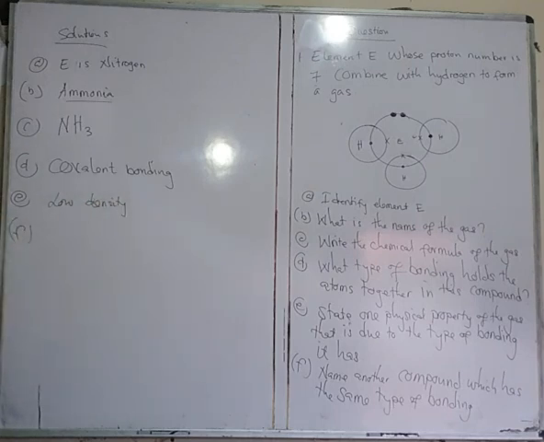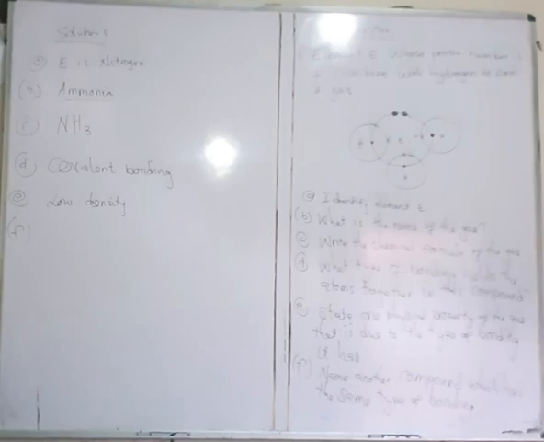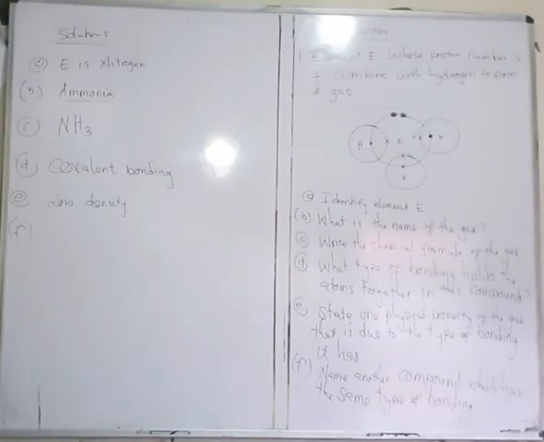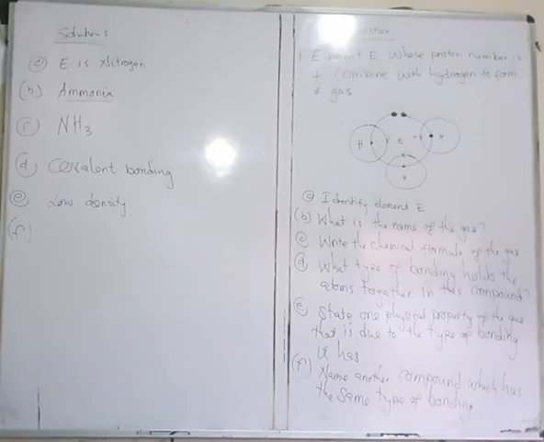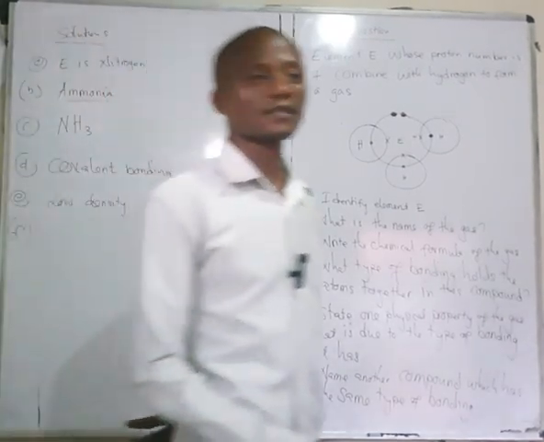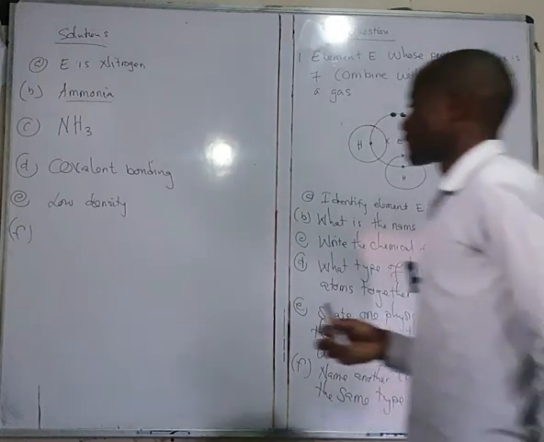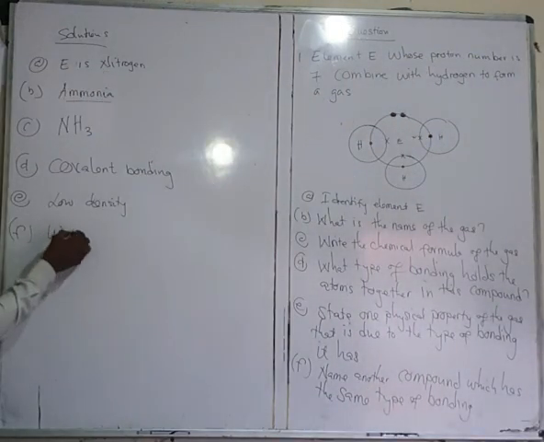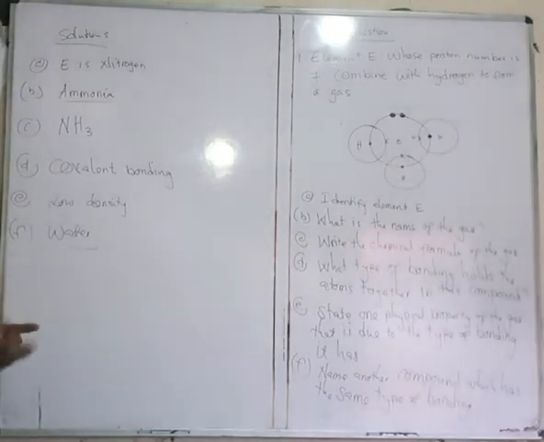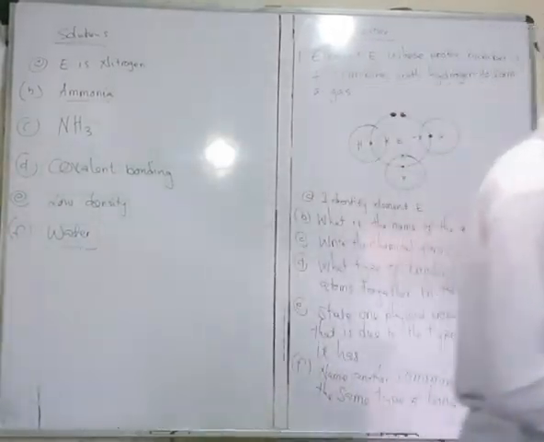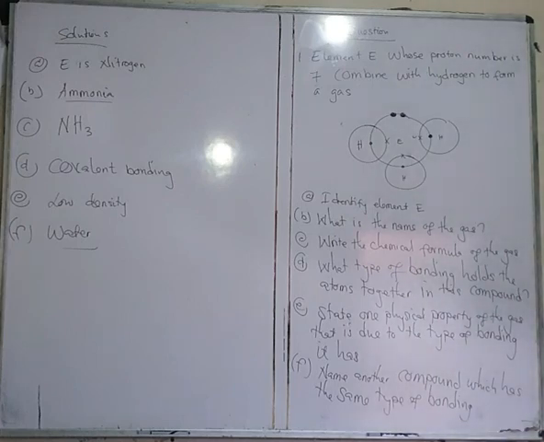F. Name another compound which has the same type of bonding. Ethane. We have water. We have carbon dioxide. Hydrogen gas is not a compound. A compound has 2 different atoms, right? So we don't want that. We want a compound. So talk about water, just water to make it easier. Talk about carbon dioxide, hydrochloric acid, sulfuric acid, nitric acid, and the like.